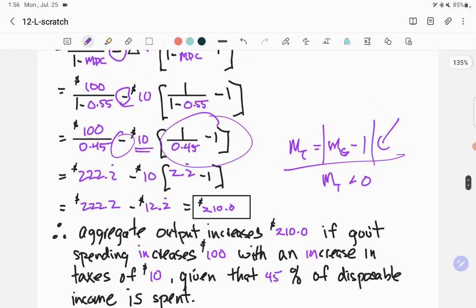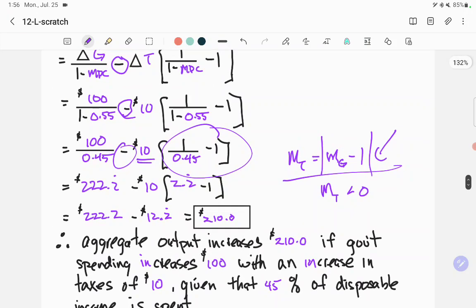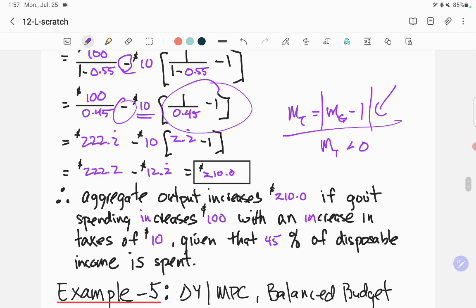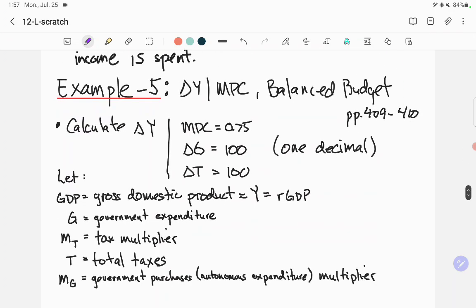So here, again, what is the increase that's due to the change in government spending minus the decrease that's due to the change in taxes? Okay. Maybe this will help. Balanced budget.